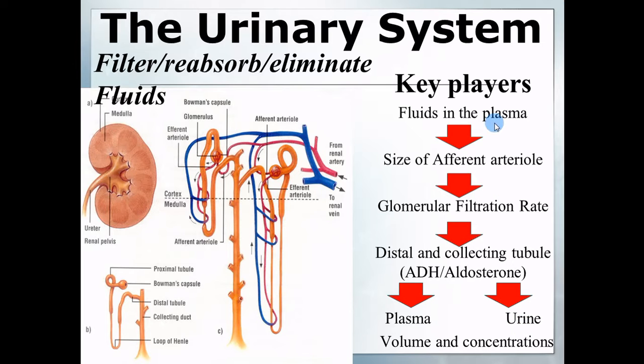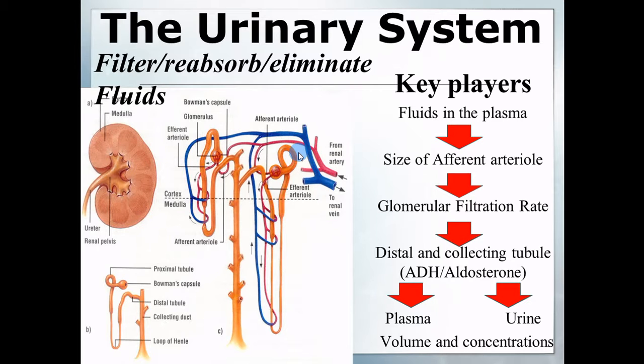So think of the key players. On the next slide, I put pretty much everything you have to remember, or I found a slide that summarized pretty much everything you have to remember about the kidney and the processes. I'm just going to walk through this real quick with you. Just think, if your blood volume were to drop, so your fluids in the plasma drop, what's going to happen to the size of the afferent arteriole here? So you have low blood volume. What do you think should happen to the afferent arteriole going into the glomerulus?